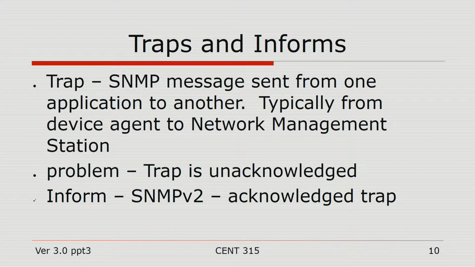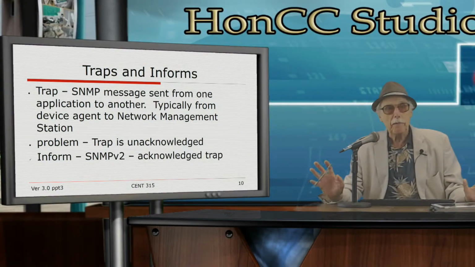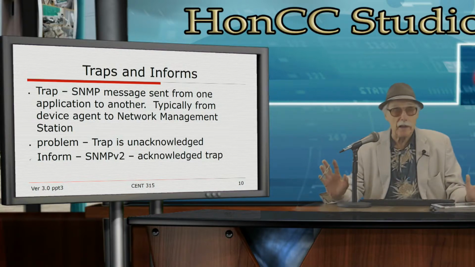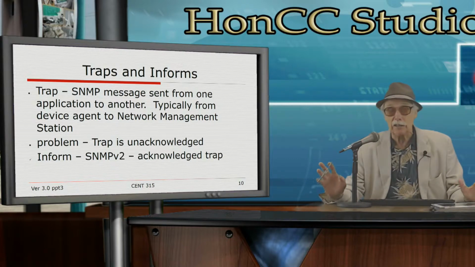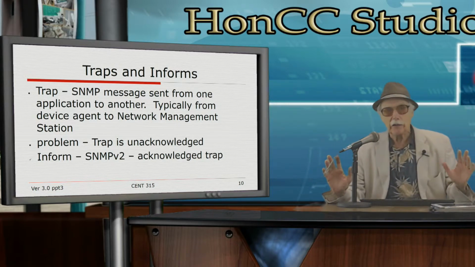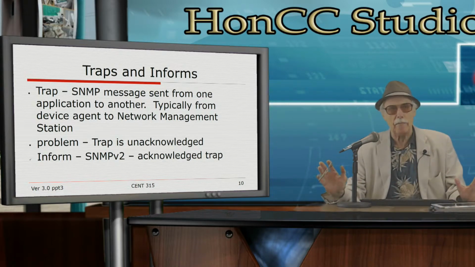So what you probably notice here is that the trap message is sent from one application to another, typically from the device agent to the network management station. But the problem is that trap is unacknowledged. There is no acknowledgement. The agent has no way of knowing if the trap got there or not. If it's lost, it's lost. So they improved on that, and they have another very closely related, it's just like a trap, it's just an acknowledged trap. It's actually a trap that's acknowledged.